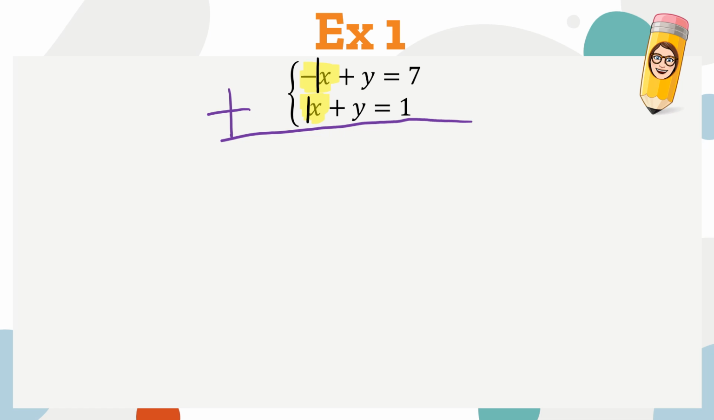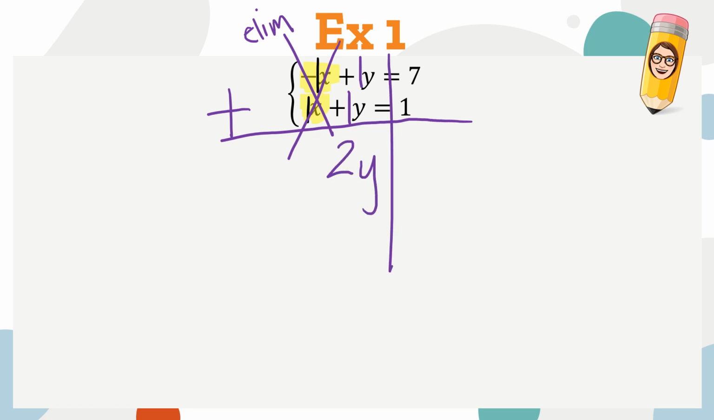-1x plus 1x is 0. That's the elimination step right there. Let's keep going. +1y plus +1y is +2y. Equal signs fall down, just like always. 7 plus 1 is 8. That's the new stuff. That's what's new. From here on out, you guys, this is old news. You already know how to solve these mini equations.